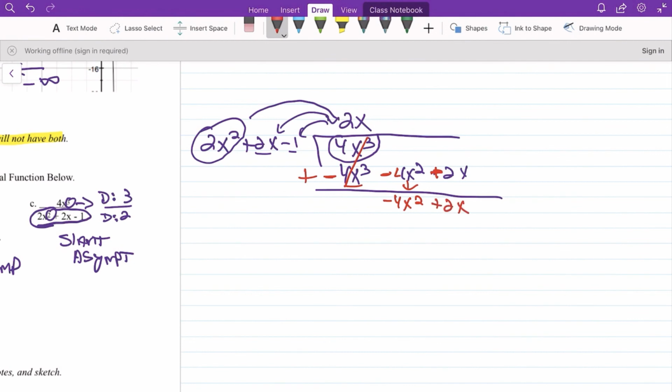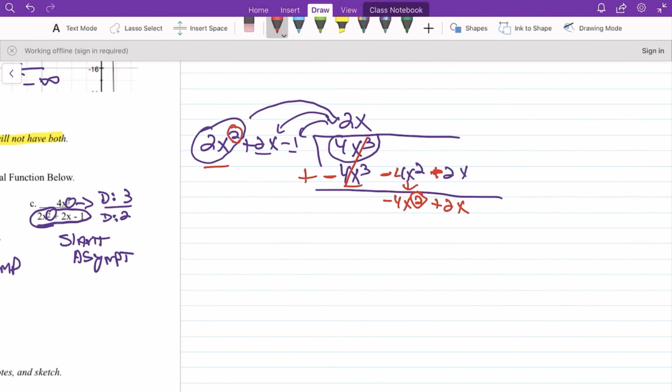So how do you know when you can stop dividing? Well, you have to look at the degree of your divisor and the degree of your remainder. You stop when the degree of the divisor is more than the degree of your remainder. So right now the degrees are equal. They're both 2. I have to do this one more time.